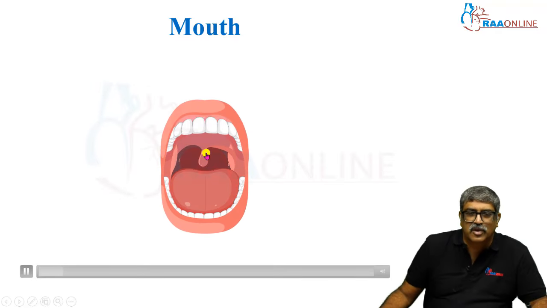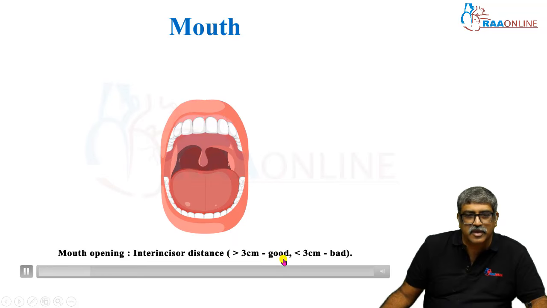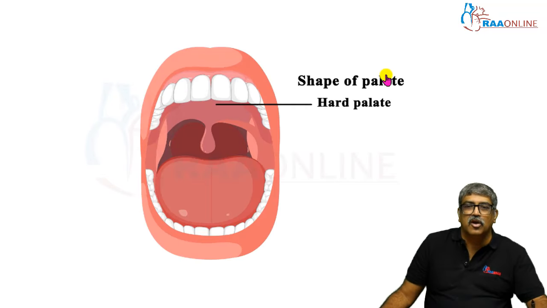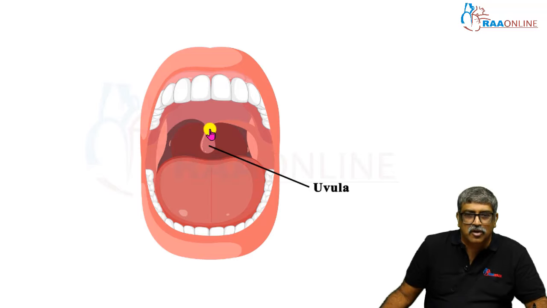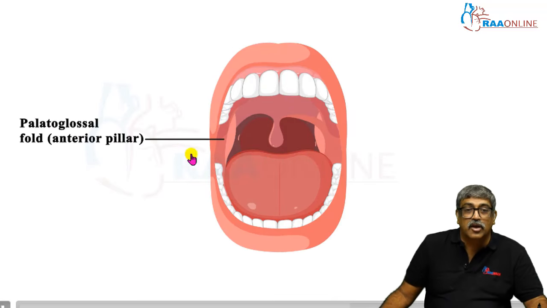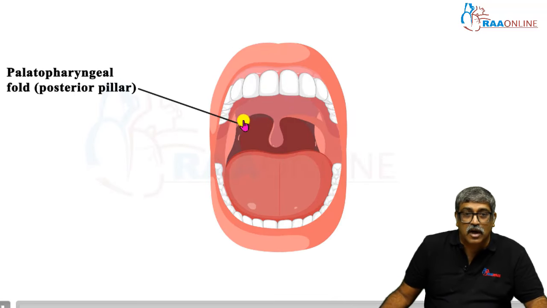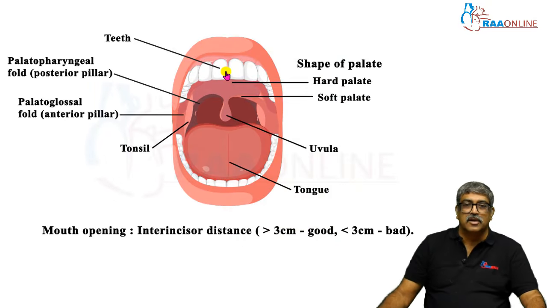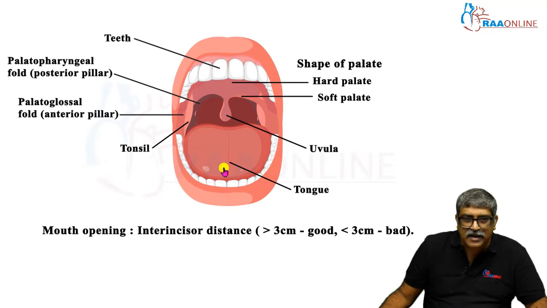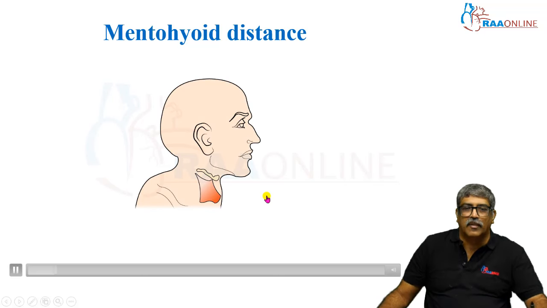Coming to the mouth, the first thing is you see the mouth opening. If it is greater than 3 cm it is good. If it is less than 3 cm it is bad. You look at the shape of the palate, hard palate and soft palate, whether it is a high arch or low arch. Then you look at the uvula, whether the full uvula is visible or not. You look at the tongue, compare the size of the tongue to the oral cavity, your tonsil. And you look at the anterior pillar, which is the palatoglossal fold, and the posterior pillar, which is the palatopharyngeal fold. Then you look at all the teeth. So with the mouth, you look at the interincisor distance, tongue, tonsils, uvula, hard and soft palate, the teeth and the tonsillar pillars.